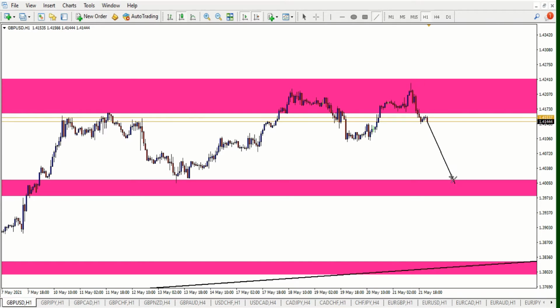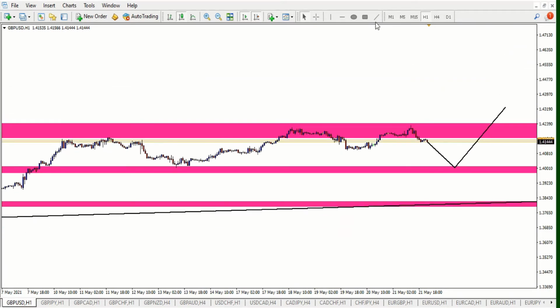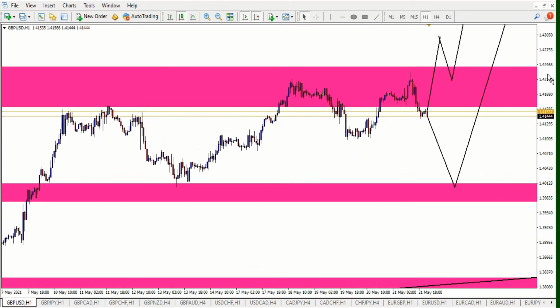support, retest, and continue making its way back up, or the market could break through this resistance zone, come back to retest, and then continue making its way back up.